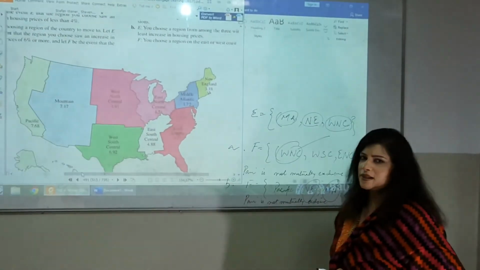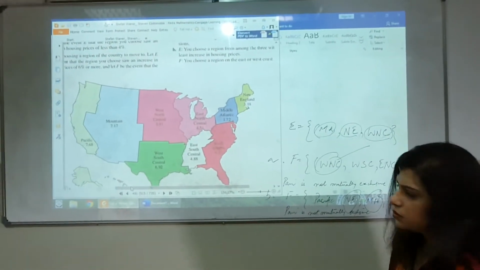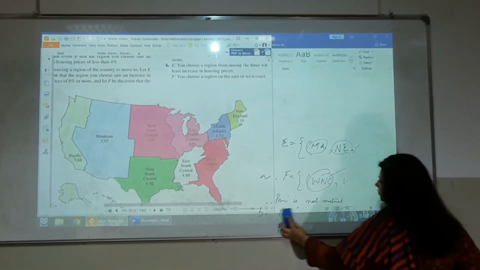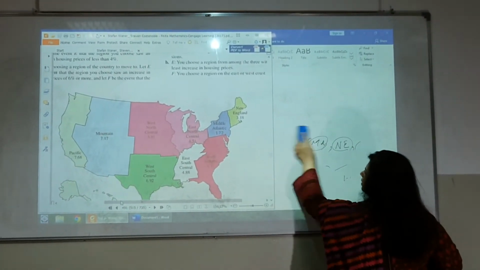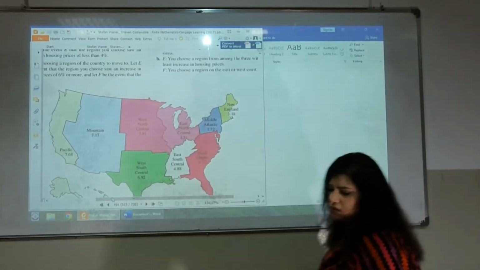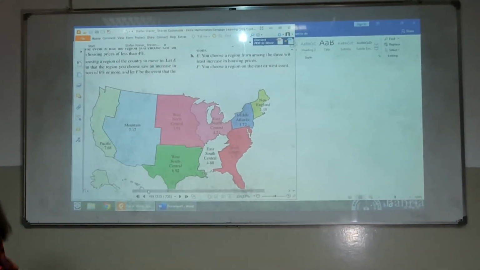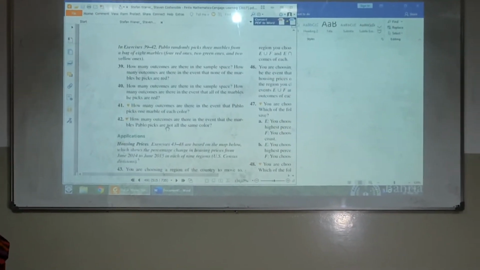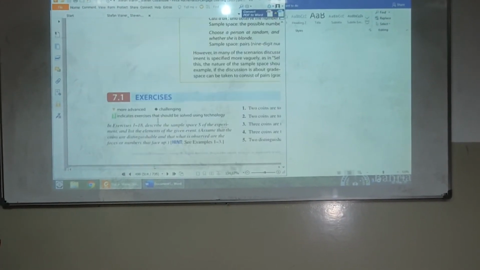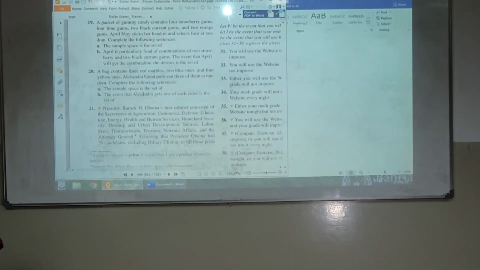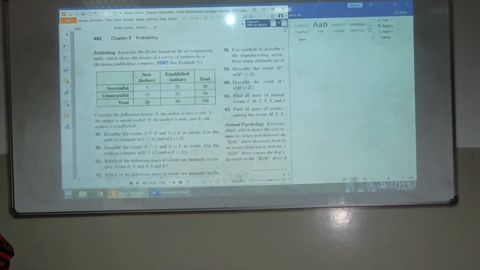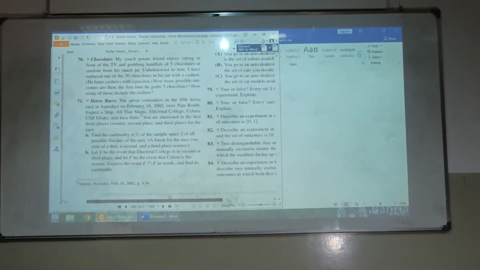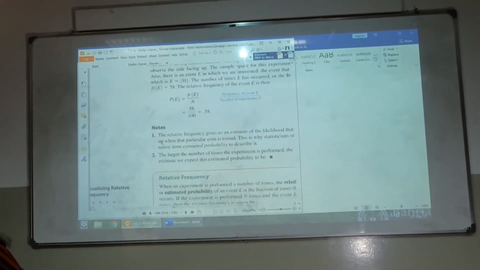I'm going to be moving on to the next section now, which is section 7.3. Okay, so now I hope that, I think this is section 7.2 or 1. Okay guys, sorry, this is section 7.1 and it's not section 7.2. And section 7.2 is about relative frequency. You can study that. I've already discussed this concept in the previous lecture.